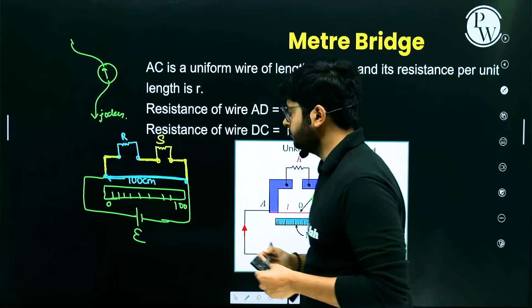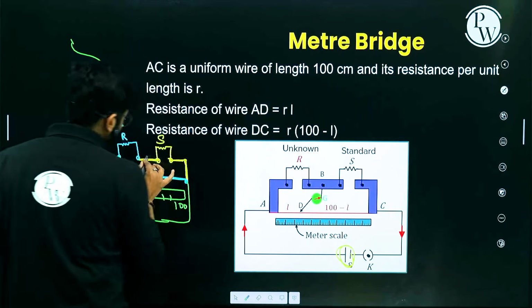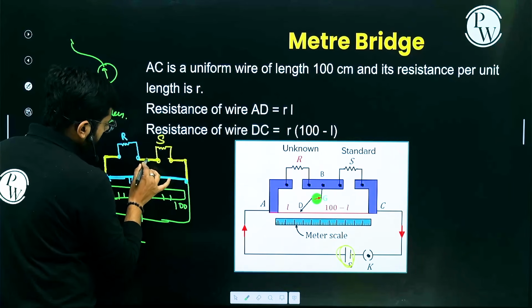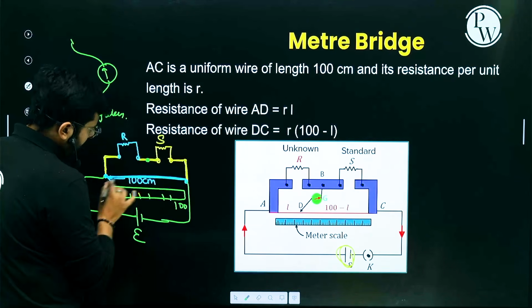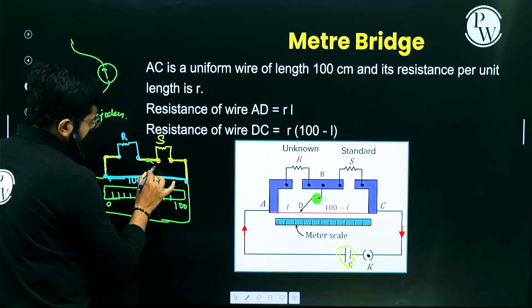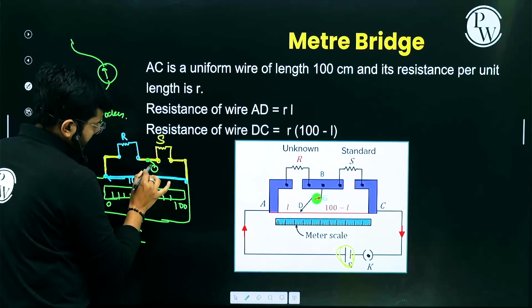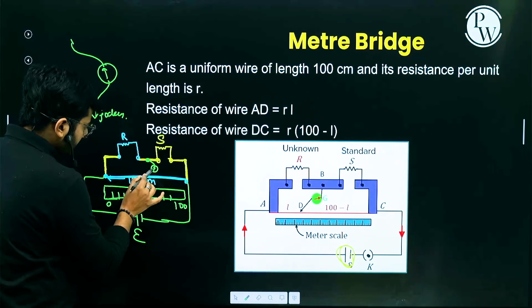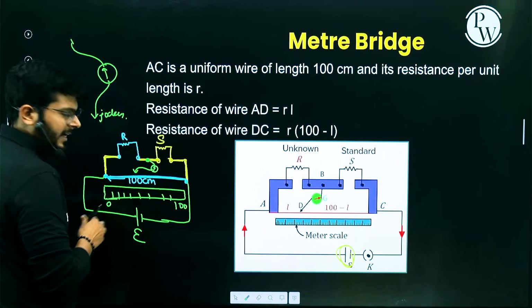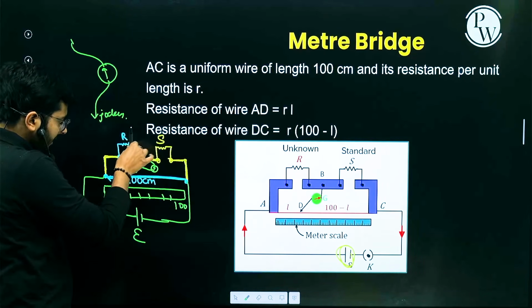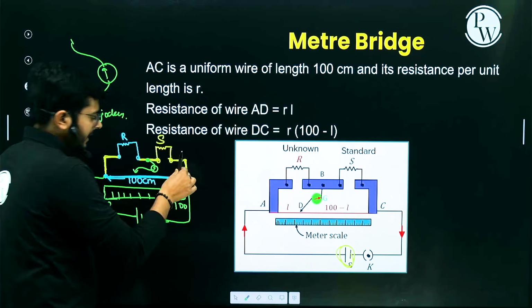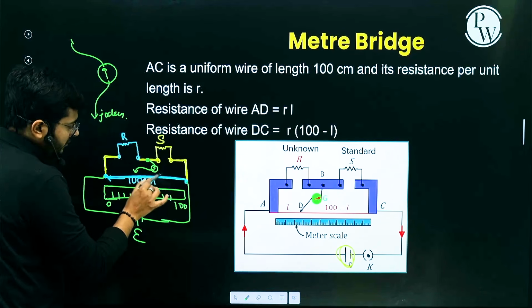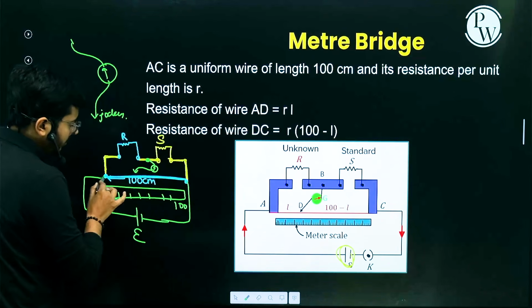So what will happen? We are connecting two terminals, one this point, right? And we have a galvanometer, right? Okay. And the other terminal, other end of the jockey is free, right? So what are we trying to do? We are taking the jockey and we are moving it over here, right? We are taking the jockey, we are touching at different points on the wire, this 100 centimeter wire, right?